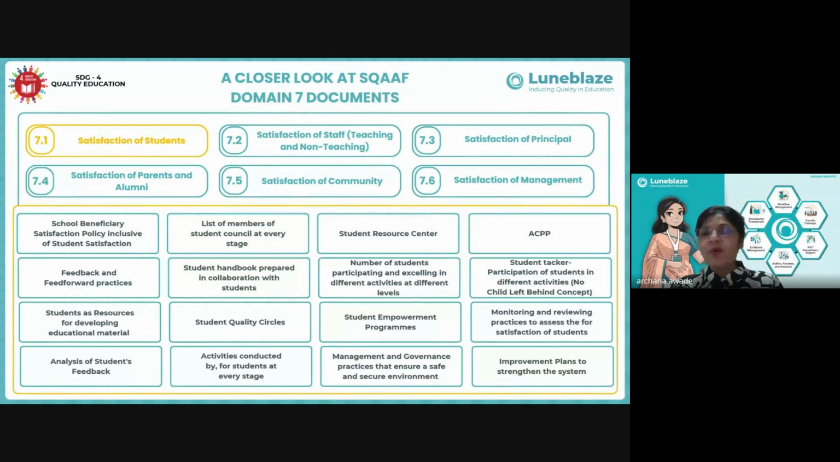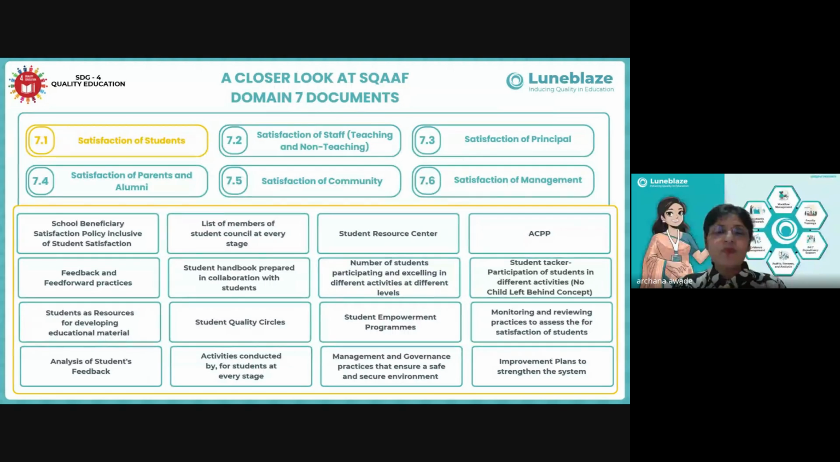Okay, this is all about the SQAAF inspection. Now let's look at the SQAAF Domain 7 documents, which is about the satisfaction of stakeholders.